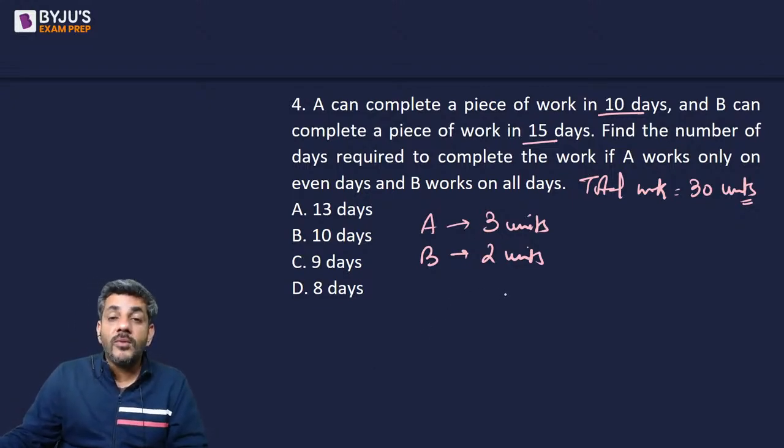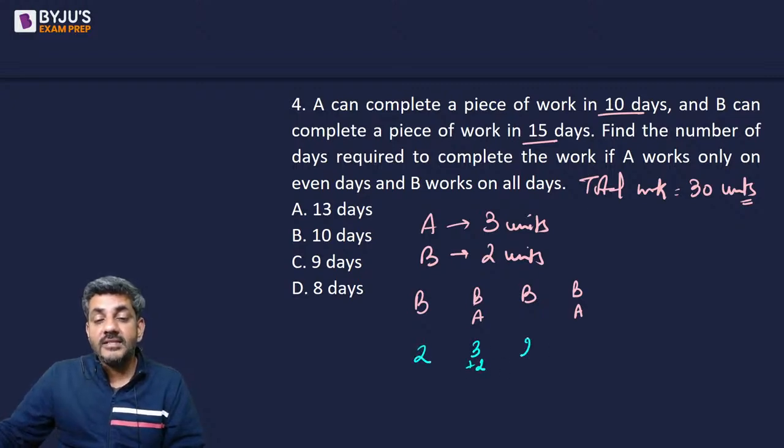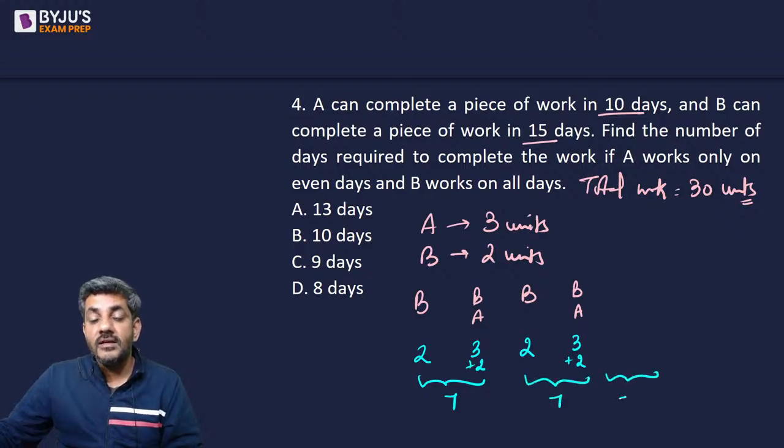Find the number of days required to complete the work if A works only on even days, B works on all days. That means first day B works, second day B and A both work, third day B works, fourth day B and A both work, and that way in how many days the job would be done. So if they work like this, on first day we have 2 units, on the second day we have 3 plus 2, 5 units, the next day we have 2 units, the next day we have 3 plus 2, 5 units. So ultimately 7 units will be formed in first 2 days, 7 units will be formed in the next 2 days, 7 in next two, and 7 in next two.